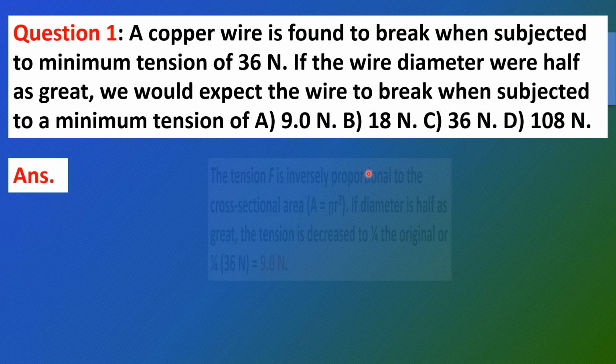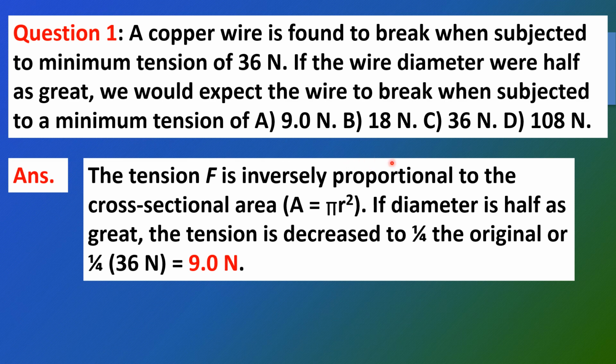Our answer: since the tension F is directly proportional to the cross-sectional area, where area is equal to pi r squared, if the diameter is half as great, then the tension is decreased to 1/4 the original value, or 1/4 of 36 newtons, which gives us 9.0 newtons. So the correct answer to this question is, of course, letter A, 9.0 newton.